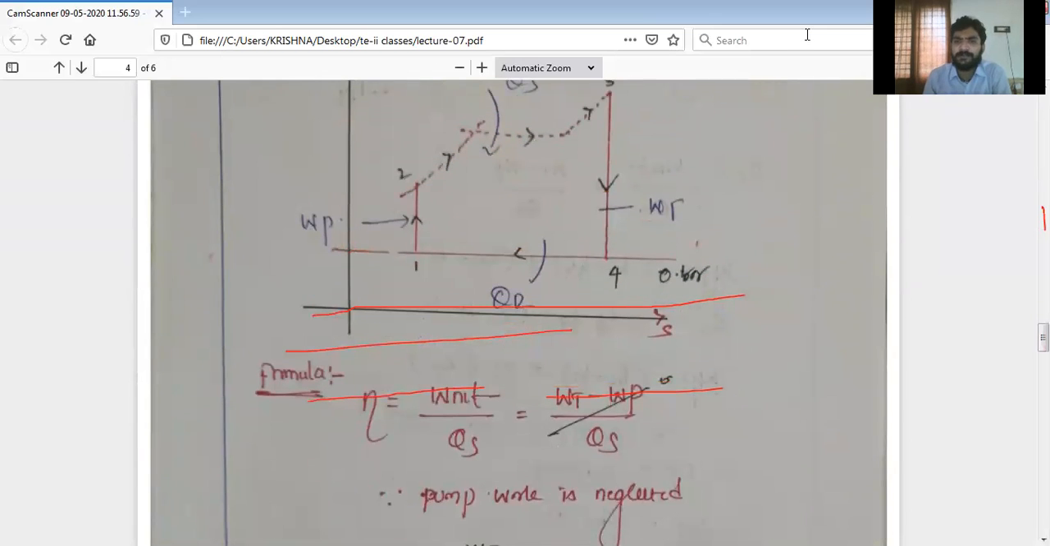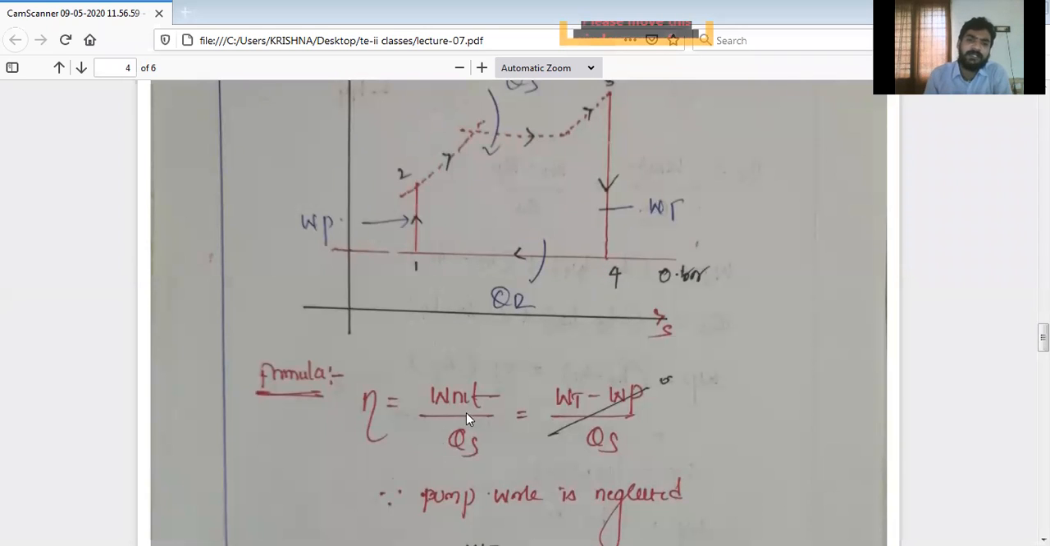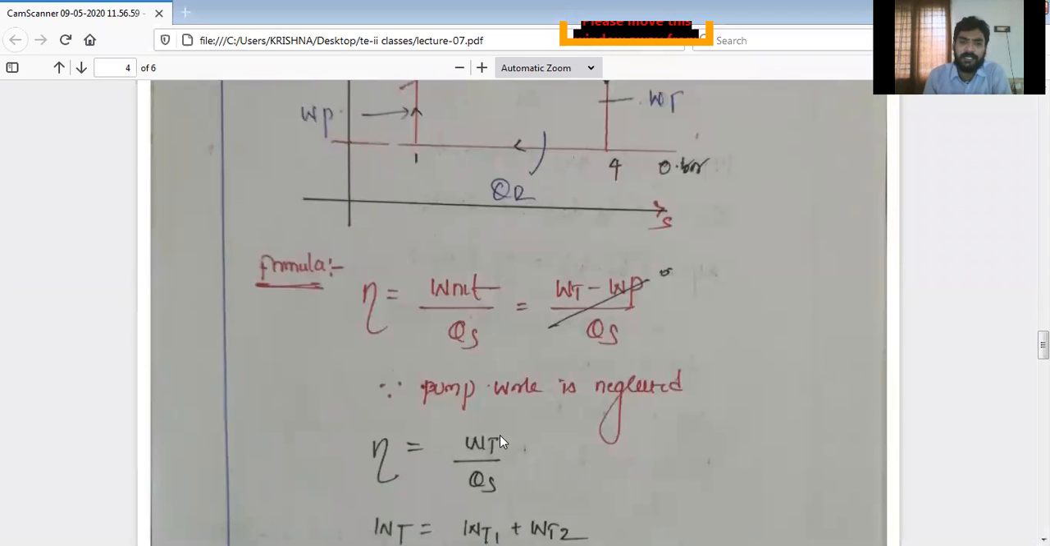See once again, here pump work is neglected. That pump work is neglected means I can write the efficiency equation. Efficiency is equal to net work done divided by heat supplied. That is, pump work is 0. So turbine work divided by heat supplied.